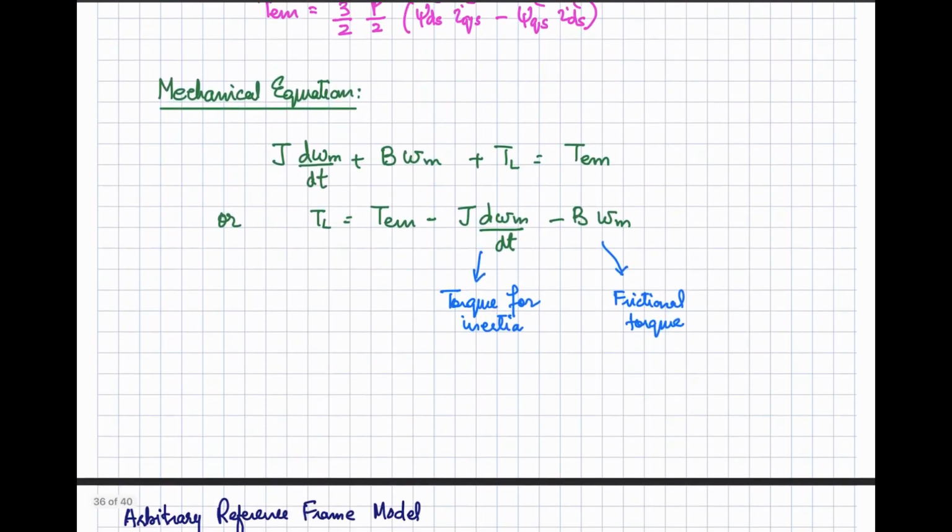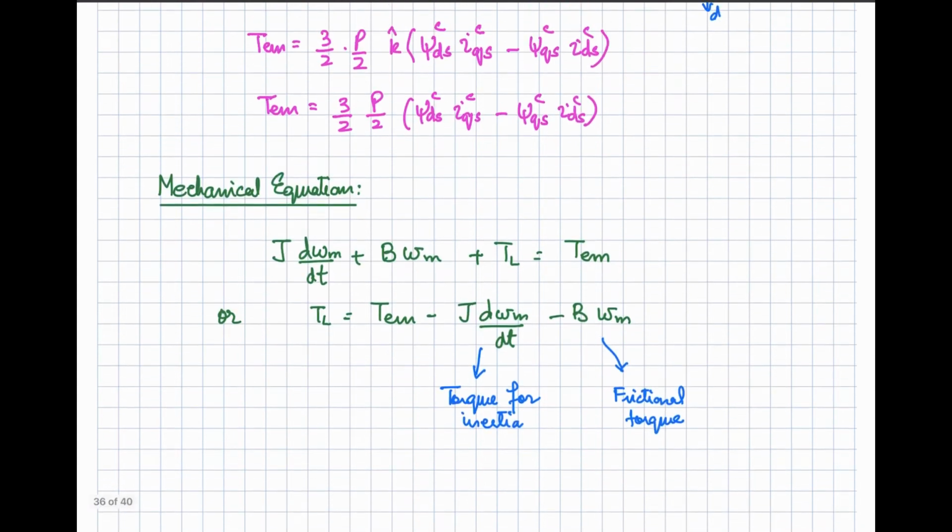The mechanical equation of the torque is this one. The torque because of the inertia of your machine, the frictional torque and the load torque should be equal to the electromagnetic torque. So from here you can say load torque should be equal to electromagnetic torque minus the torque for inertia minus the frictional torque. If that equilibrium is there, then your machine will be stable. And if you want to accelerate your machine, your electromagnetic torque should be more than this one, so then your machine will be accelerating. And if your electromagnetic torque is reduced, then your machine will be decelerating.